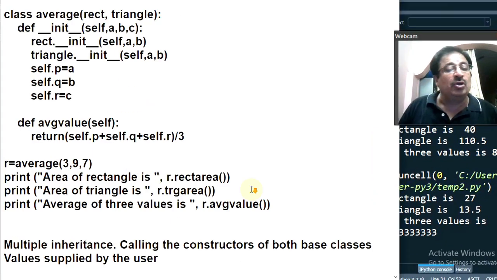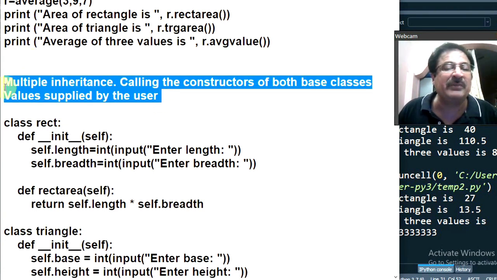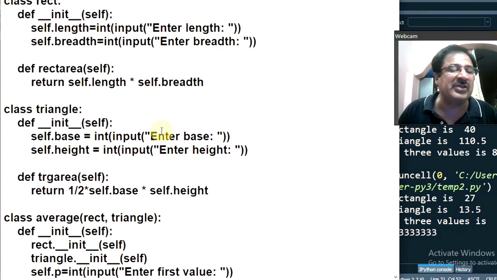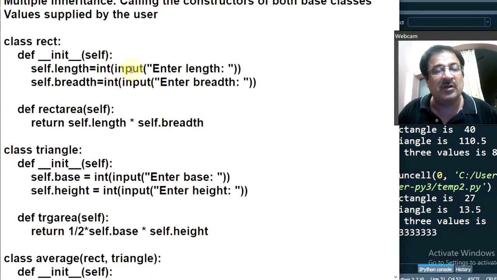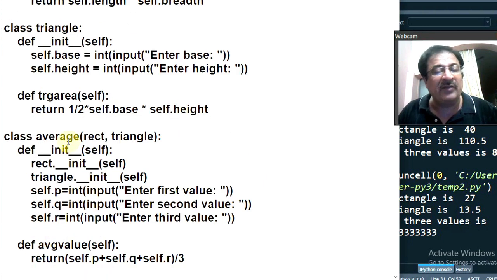See. Now we'll do the multiple inheritance, but this time the values will be supplied by the user. Very simple program. See, again a rectangle class with a default constructor and one method. Again a triangle class with a default constructor and a method. And the average class is inheriting the two classes, rect and triangle.